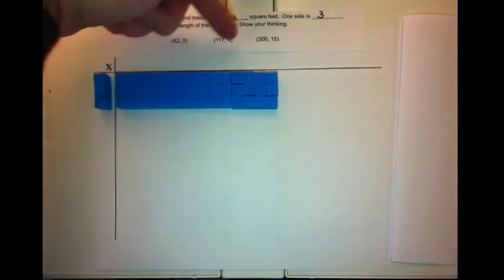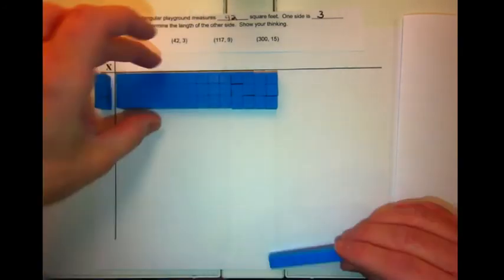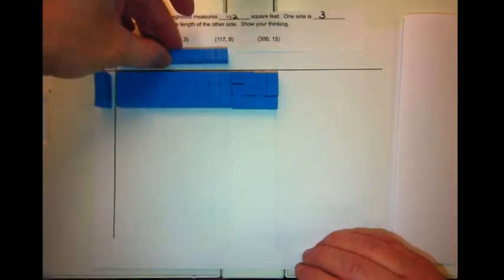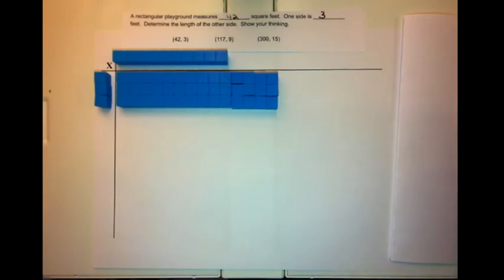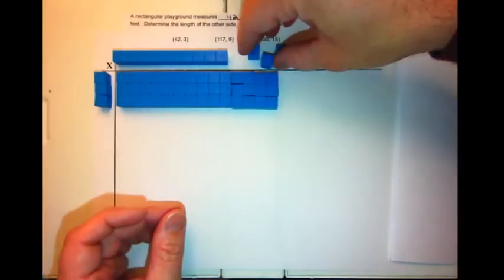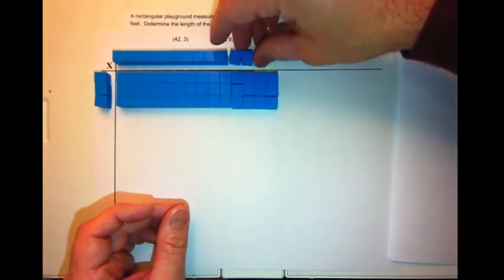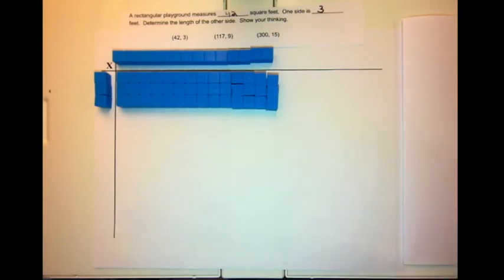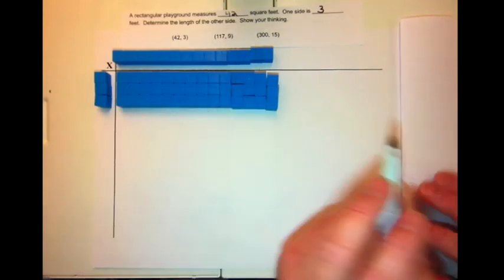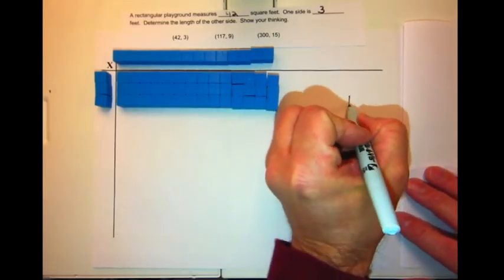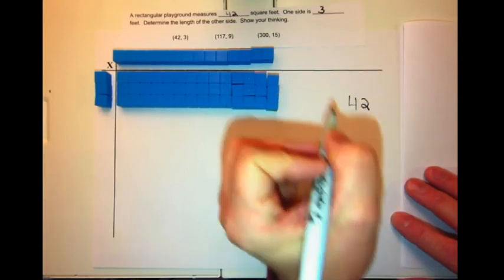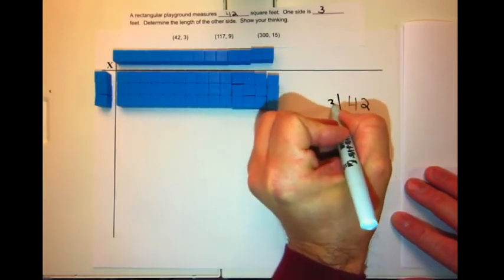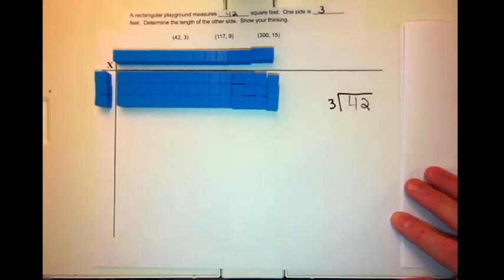So what is the length of this side? Well, we have a length of 10 and 4 more. 1, 2, 3, 4. So the other side is 14 feet. So what does this look like? Well, if I model this and show my thinking here, I had 42 to begin with, and on one side I had 3. So how many were on the other side?